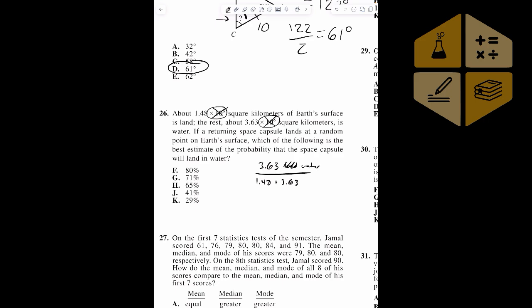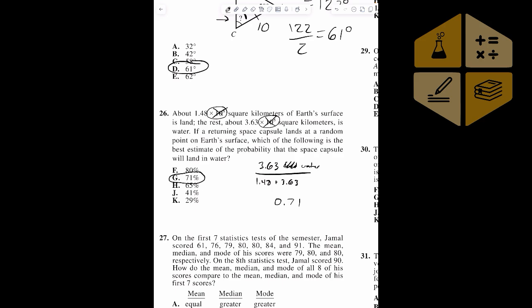So if I go to my calculator, 3.63 divided by, in parentheses, 1.48 plus 3.63, that's going to equal 0.71, or 71%, and that's how I know the answer is G.